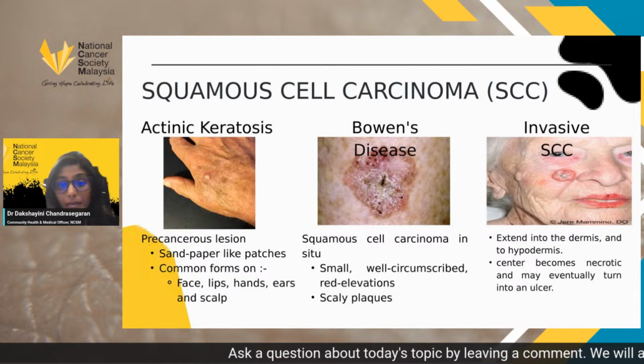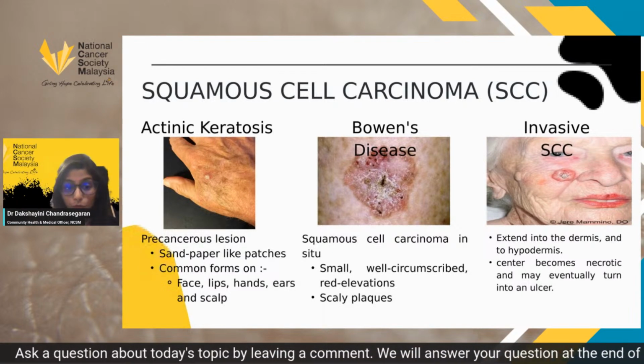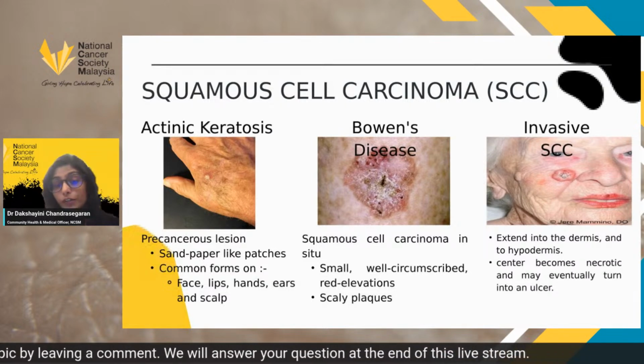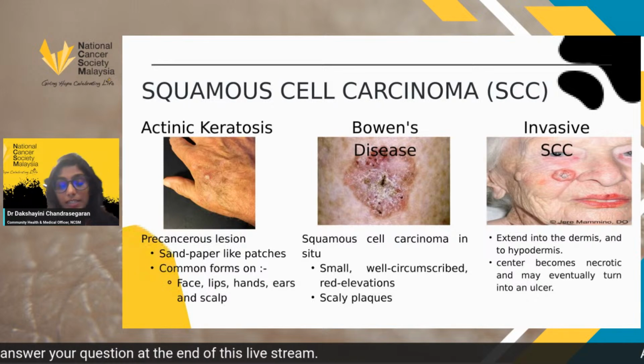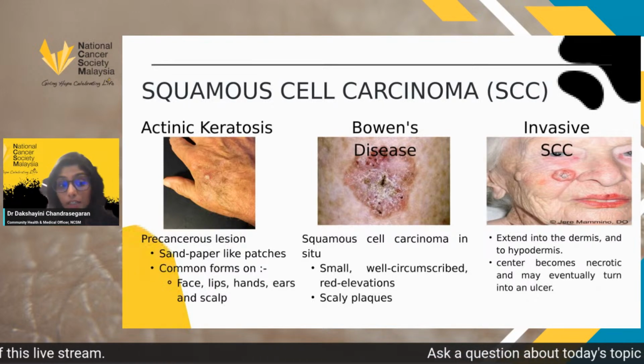If it extends into your dermis, then that means it has broken through your basement membrane, extended into your dermis, and even reached your hypodermis. This is already considered an invasive squamous cell carcinoma. And as it enlarges, the central part will become necrotic, and then it will turn into an ulcer.